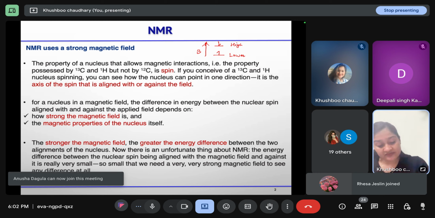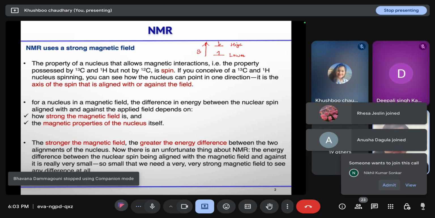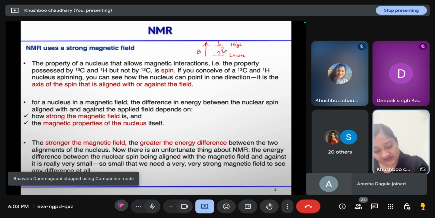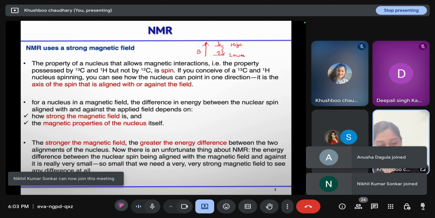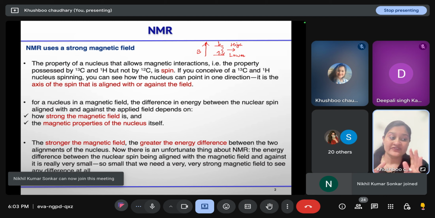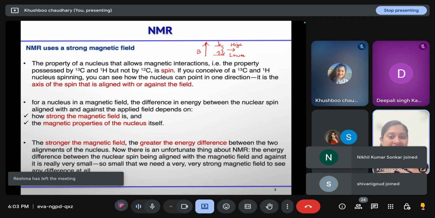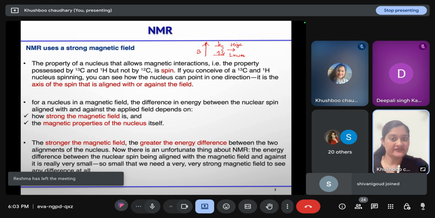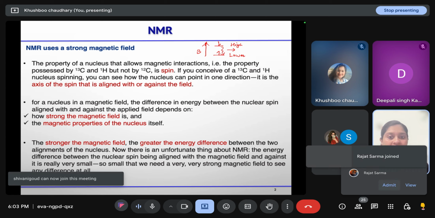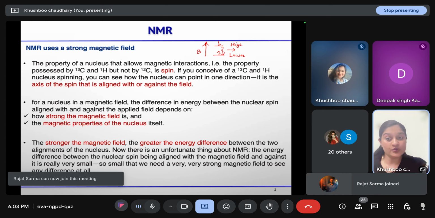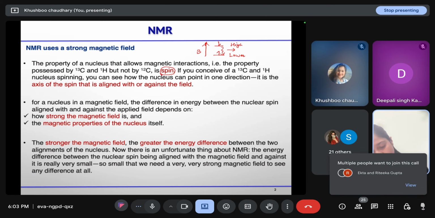When we turn off the magnetic field, the nucleus returns to the lower energy level and releases some energy. That energy we detect, and that signal comes in the form of the spectra that we will study. Not all nuclei are NMR active. Whether a nucleus is NMR active or not depends on the spin of that nucleus.